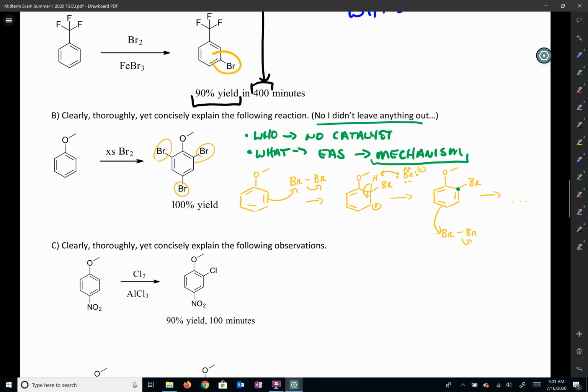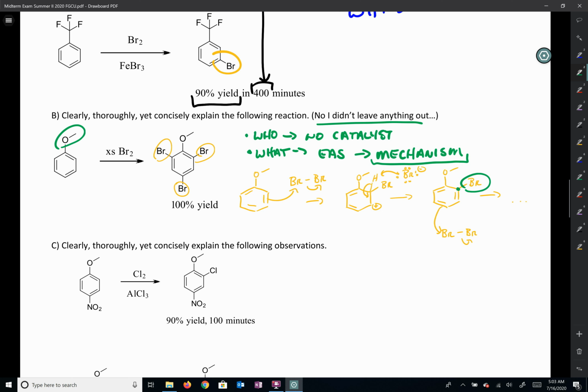But still we don't need a catalyst for this to happen. Why is that? Well, there's 2 reasons or 2 arguments we could make. One is that we've got a strong activator here. Strong to moderate, whatever you want to say, that's fine, right? Strong to moderate activator. And remember that the bromine does help stabilize the carbocation intermediate. So the more bromines you add, the more we can stabilize that intermediate.